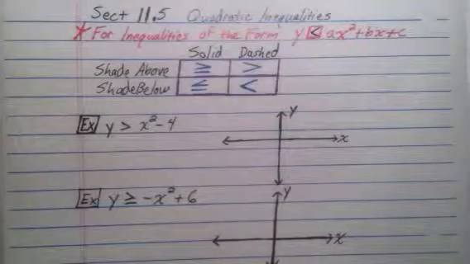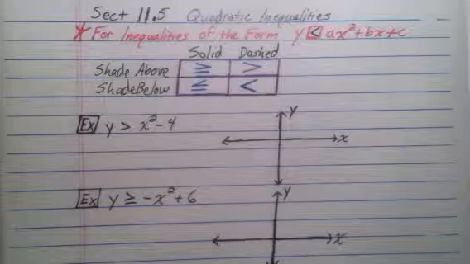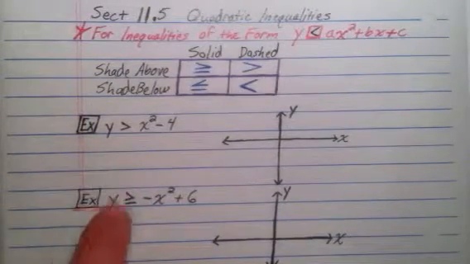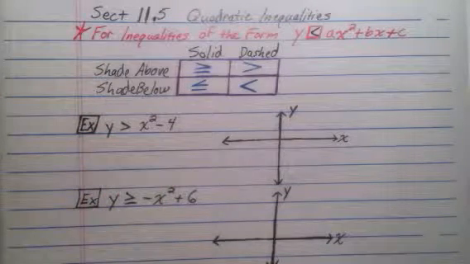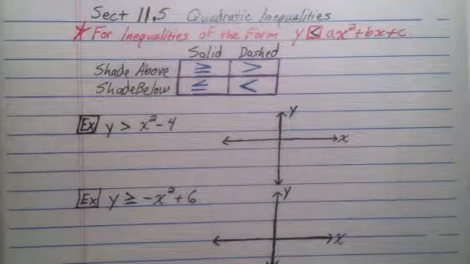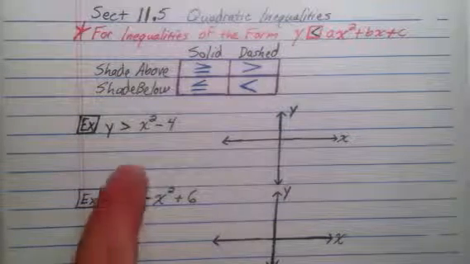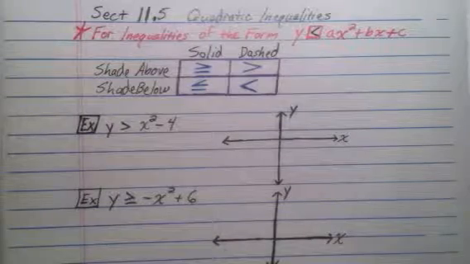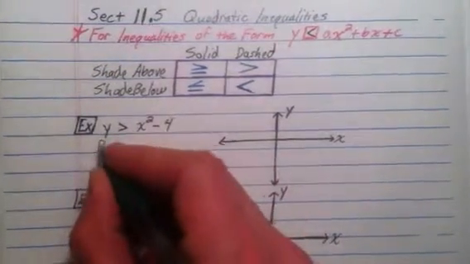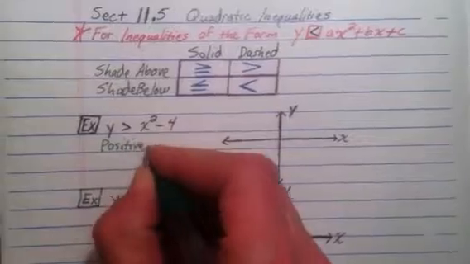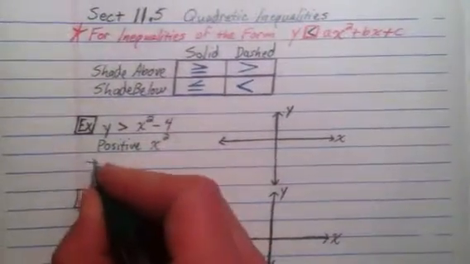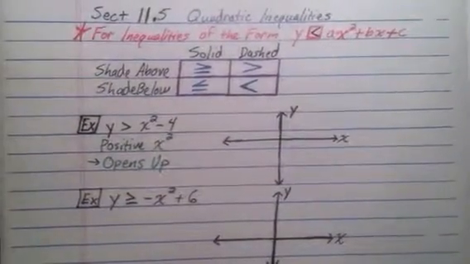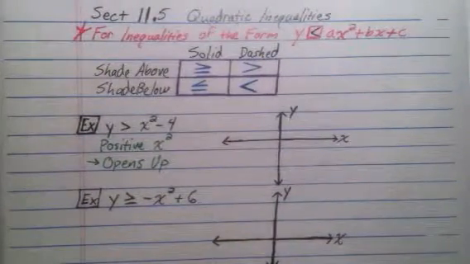So let's apply that to what we already know about quadratics. Looking at our first example, we have y is greater than x squared minus 4. The first thing we know in a quadratic like this is it's a positive x squared, so we know which way the parabola will open. That's going to open upward, so it's going to have a U shape.